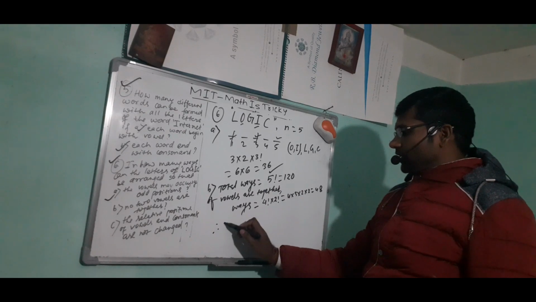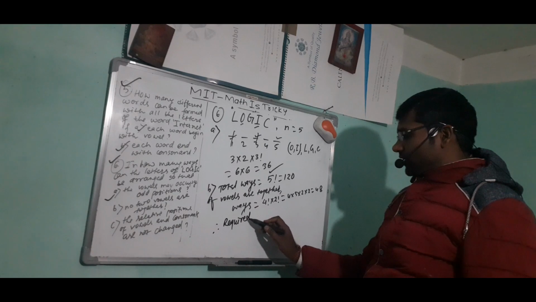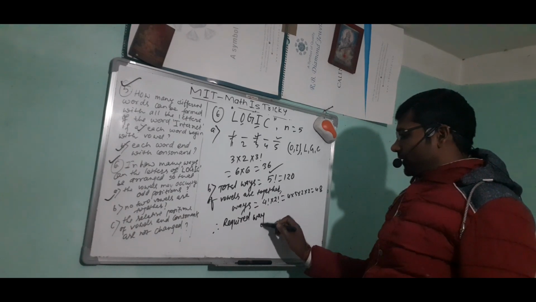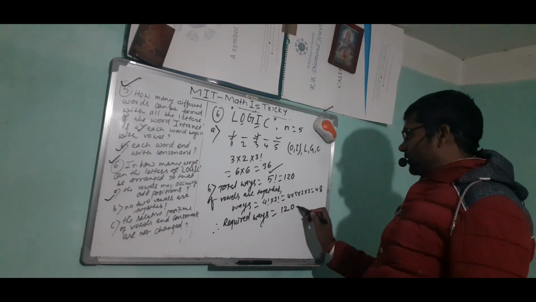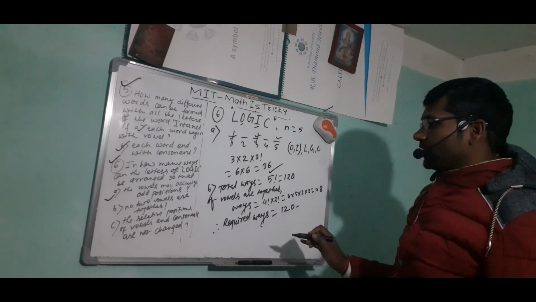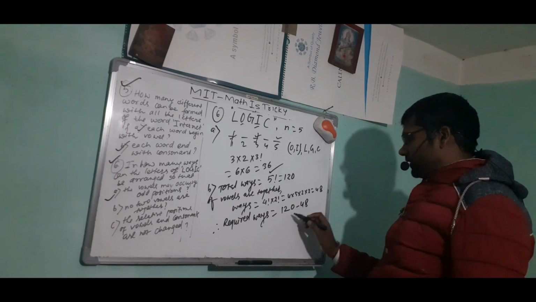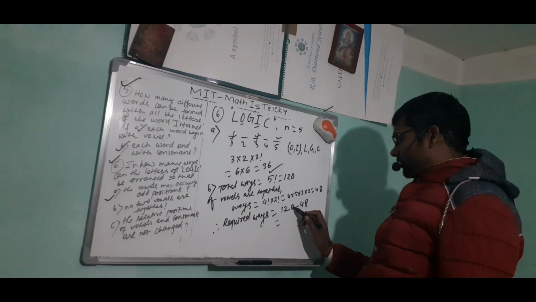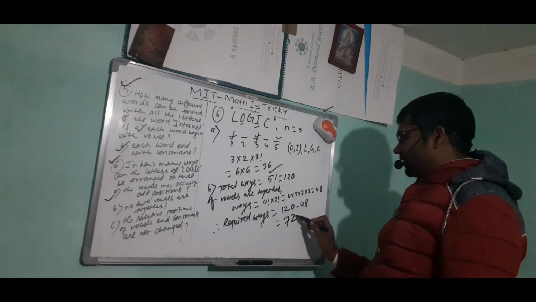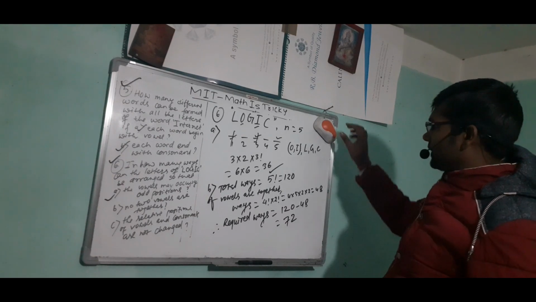Therefore the required ways in which no vowels are together will be total minus 48. So 120 minus 48, which is 72. Okay, this is the second part.